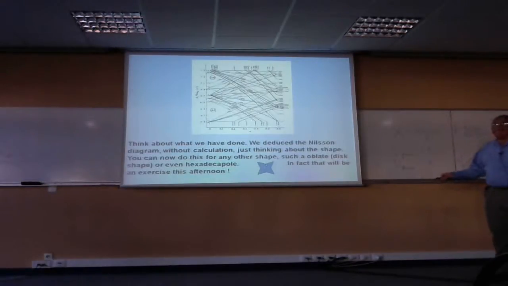I pulled this shape off of PowerPoint. So the nuclei don't come to points here. Just realize that it's supposed to be rounded, okay? So you can actually calculate a Nilsson diagram for this. And in fact, you'll do that this afternoon. And you'll do it two ways. You'll do it by hand, just by thinking about it, and then you'll calculate it and see if you were right. Okay?